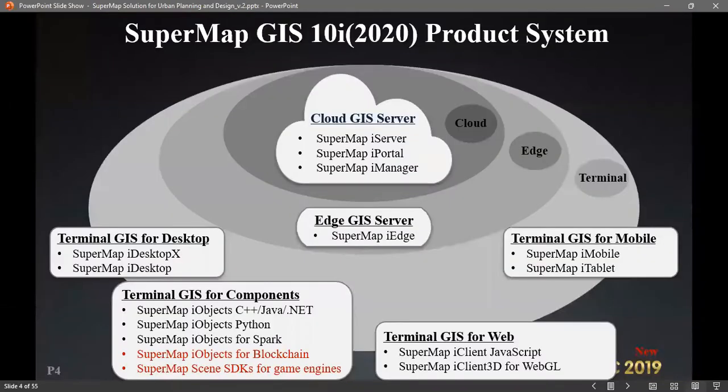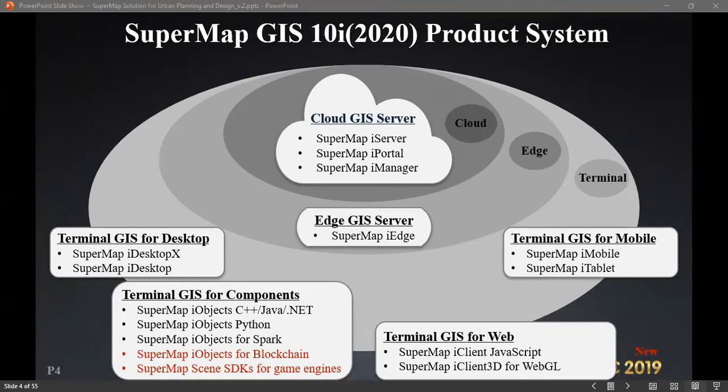This is the SuperMap product system actually. First of all, let's start with some basic introduction, for example, SuperMap introduction. SuperMap has three different types of solutions, for example, cloud GIS technology, edge GIS technology, and terminal GIS technology.